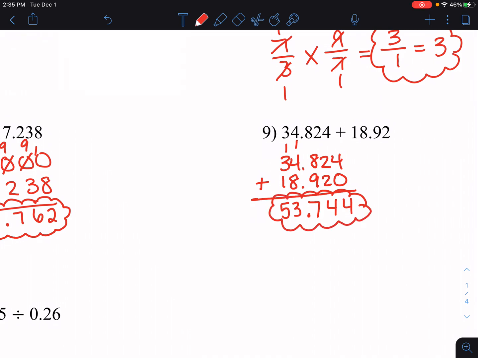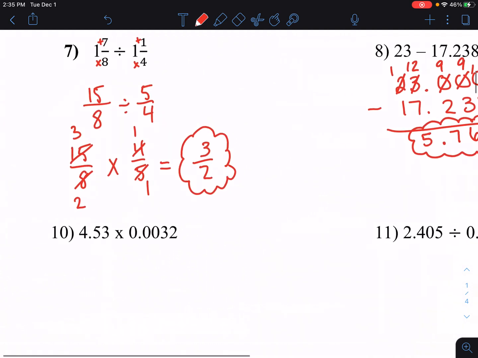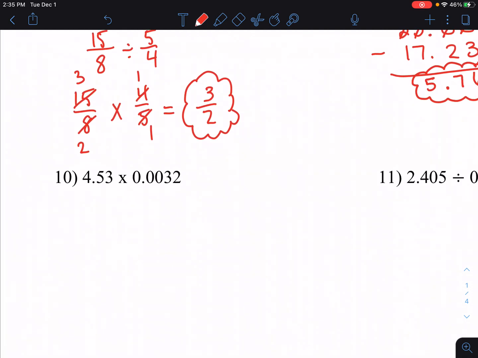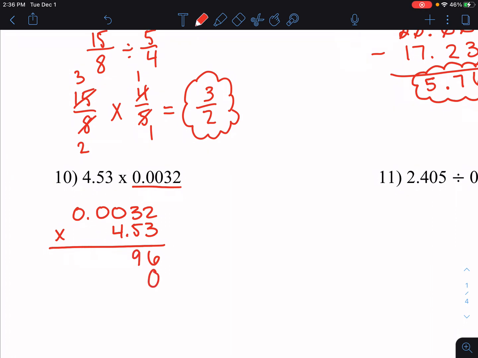For the multiplication, I'm going to put the one with the more digits on top. So 0.0032 times 4.53. 3 times 2 is 6. 3 times 3 is 9. 5 times 2 is 10. 5 times 3 is 15 plus 1 is 16.